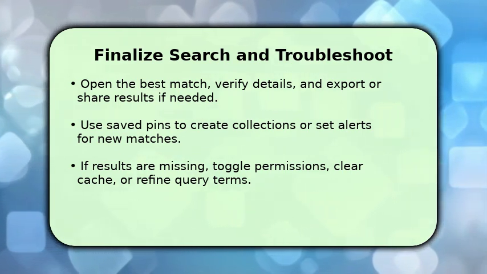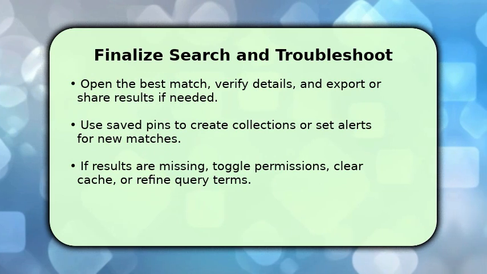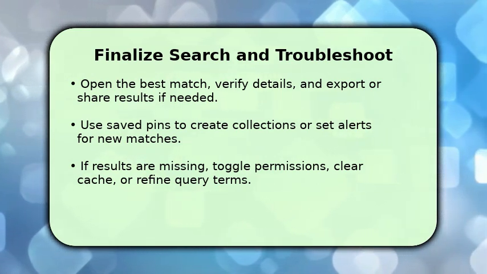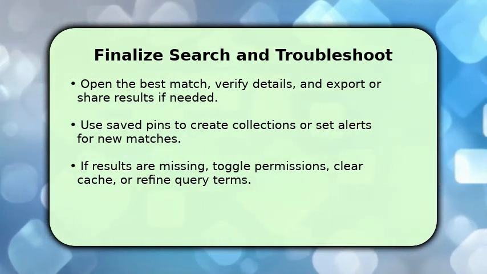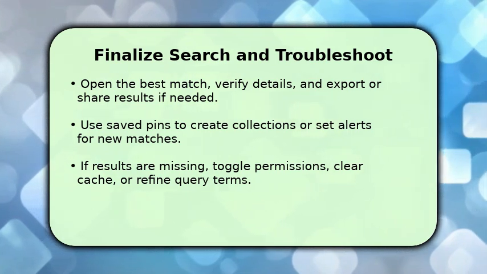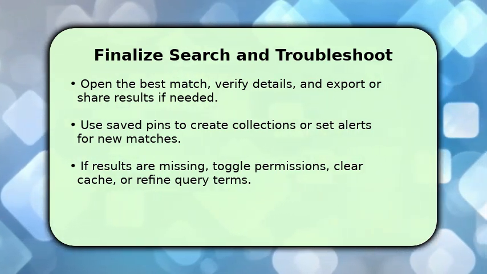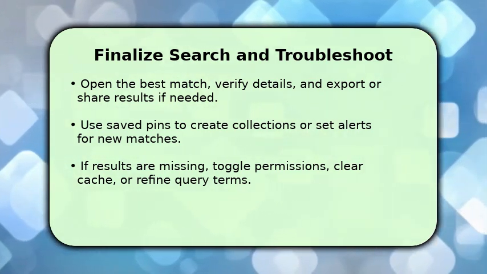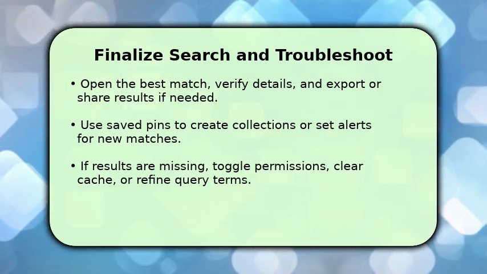Next, organize saved pins into collections or set alerts so new matches come to you automatically. Once complete, back up any important lists. If results look incomplete, check permissions first. Make sure location and microphone are enabled, then clear the app cache and try again.